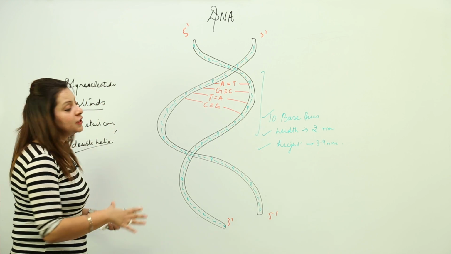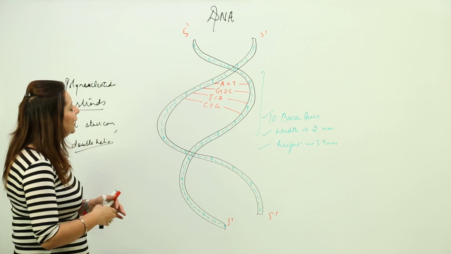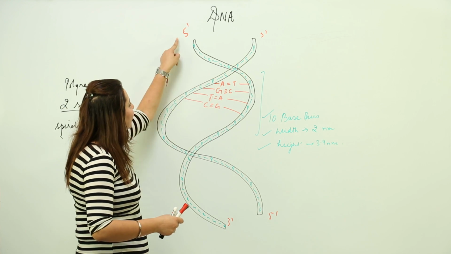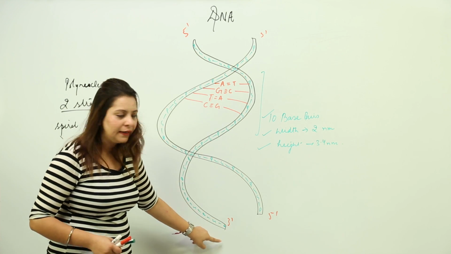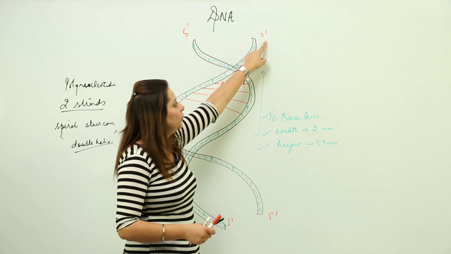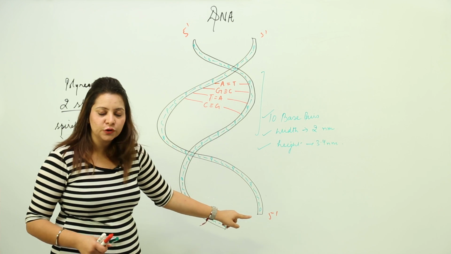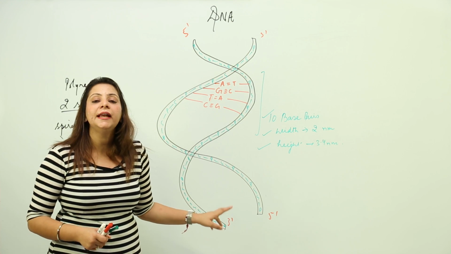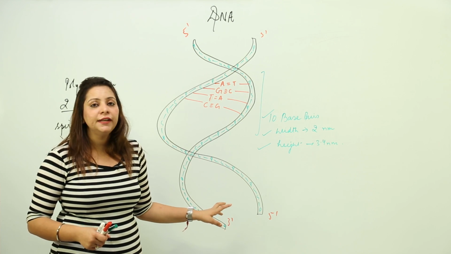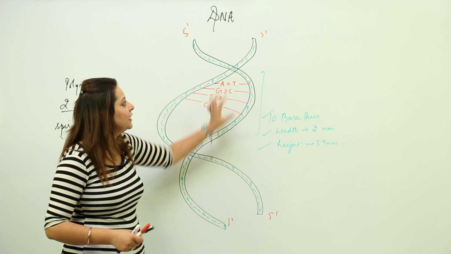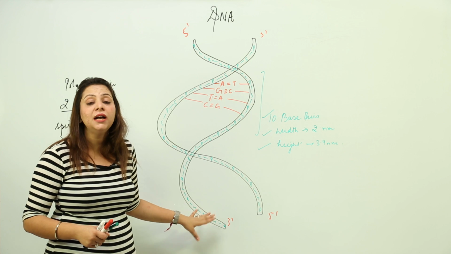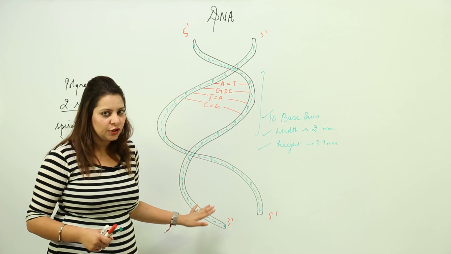If we talk about the strands first, you'll see that I have marked one strand as 5' and its end as 3', and the other strand as 3' and its end as 5'. Actually, these two strands are anti-parallel to each other, and that is indicated by this 5' and 3' and 3' and 5'. So they are anti-parallel to each other, right?